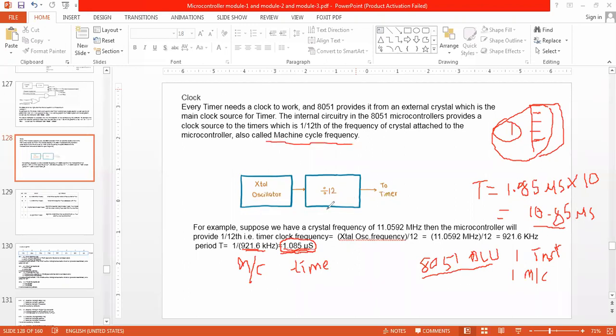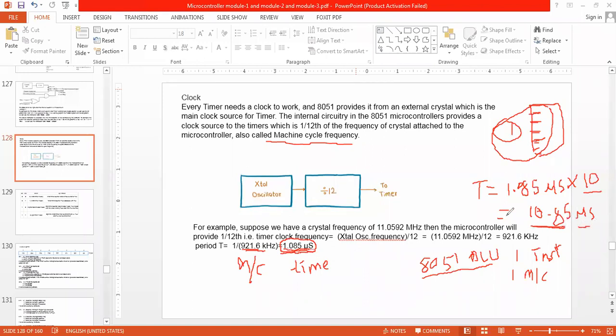Because this is very important now. If you understand this, then it is going to be very important to calculate the time period. Now we have calculated the time period. Say, for example, one program has 10 instructions and one instruction consumes one machine cycle. Then how many machine cycles? 10 machine cycles. So what is the total time period? It is going to be 10.85 microseconds.